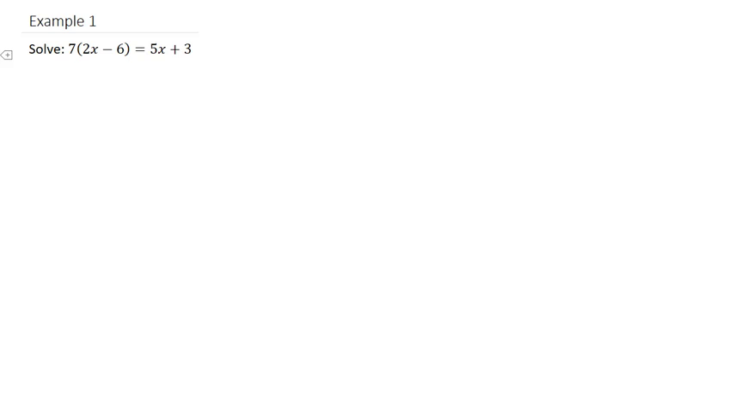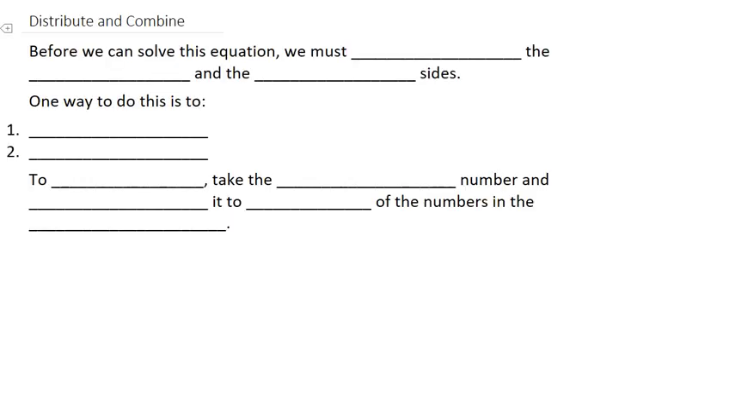Example 1. Solve for the following. Here we have this here, and then before we even actually solve, let's go back. Before we can solve this equation, we must simplify the left and the right sides.